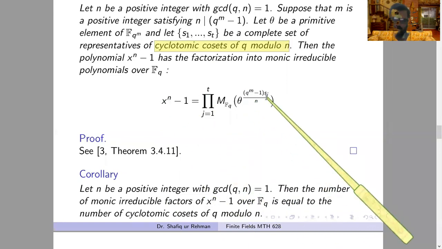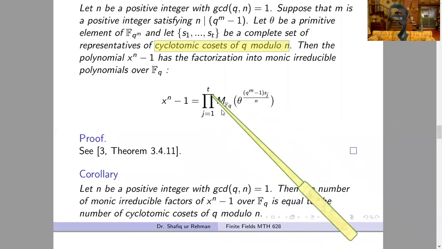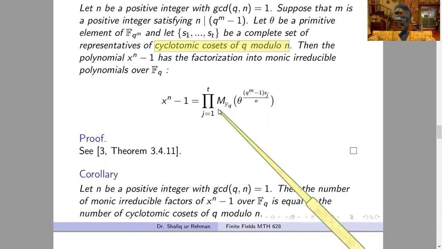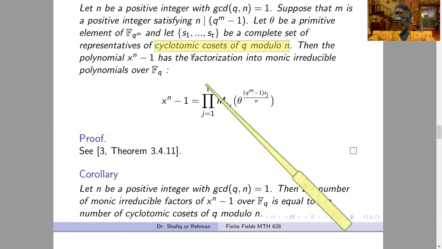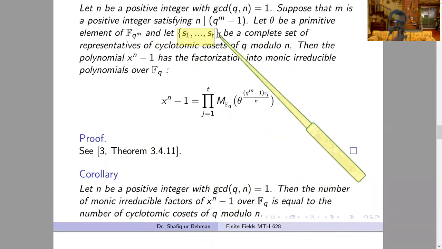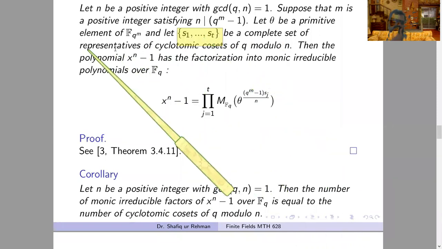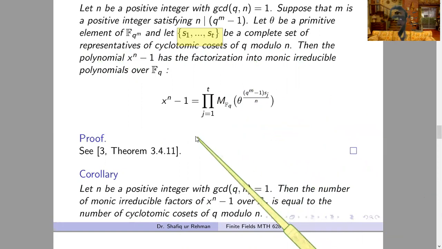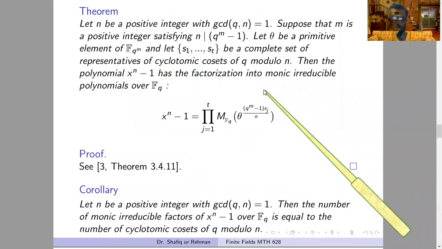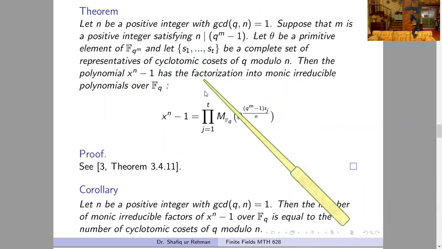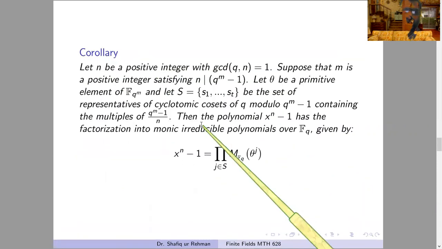Because here in the powers j varies from 1 to t, the product consists of the minimal polynomials from 1 to t, so exactly the number of irreducible factors will be equal to the cardinality of this set, that is, the set of representatives of cyclotomic cosets of q modulo n. And now, in order to make our calculation easy, we can convert this formula into another formula in this corollary.